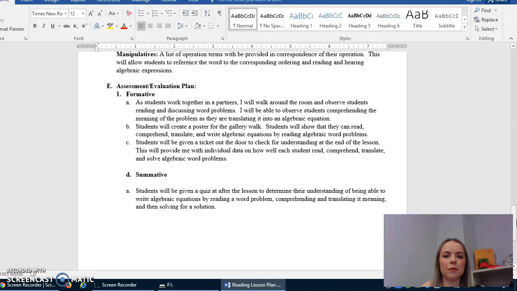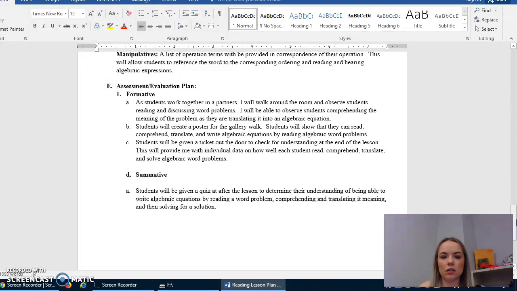So my formative assessment would be, as students work together in partners, I will walk around the room and observe the students reading and discussing word problems. I will also be able to observe students comprehending the meaning of the word problem as they are translating it into an algebraic equation. Students will create a poster for the gallery walk. Students will show that they can read, comprehend, translate, and write algebraic equations by reading algebraic word problems.